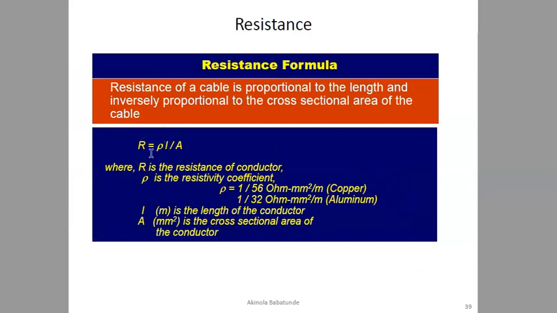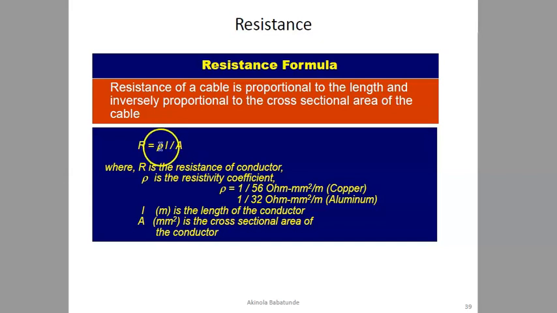Now, how do we find our resistance? What's the formula for resistance? Resistance of a cable is proportional to the length of the cable and inversely proportional to the cross-sectional area of the cable. If that is written out mathematically, it simply means our resistance R is equal to rho, multiplied by the length of the cable divided by the cross-sectional area of the cable. R is the resistance, A is the cross-sectional area of the conductor, and L is the length of the conductor, while rho here represents the resistivity of the conductor, or the resistivity coefficient of the conductor.